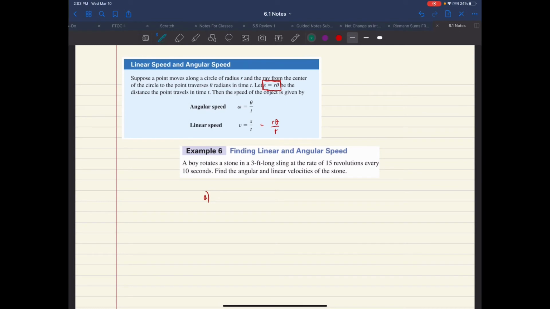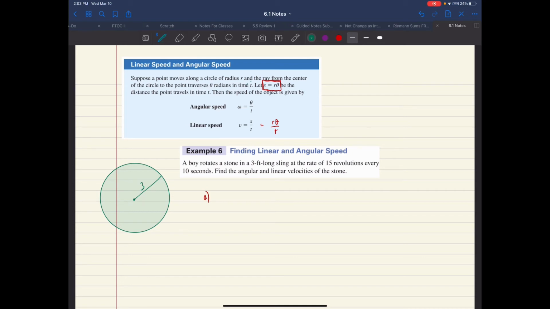So let's do our problem here. A boy rotates a stone in a 3-foot long sling at the rate of 15 revolutions every 10 seconds. Find the angular and linear velocities of the stone. I will draw a little circle here just to represent this. This would be a bird's eye view. You have a circle, the boy would represent the center, and the sling is 3 feet long, so the sling length would be the radius. That's a very simplified diagram of this picture. I actually don't think they help too much in these problems, but it might.